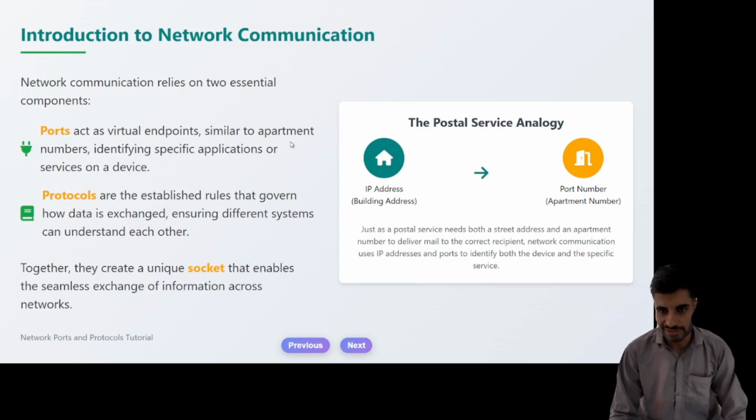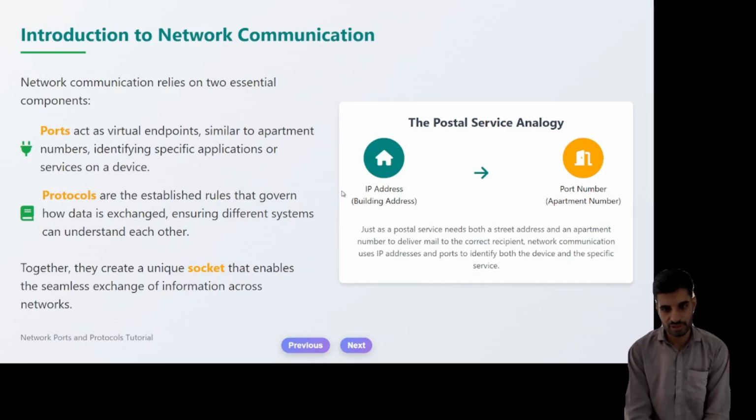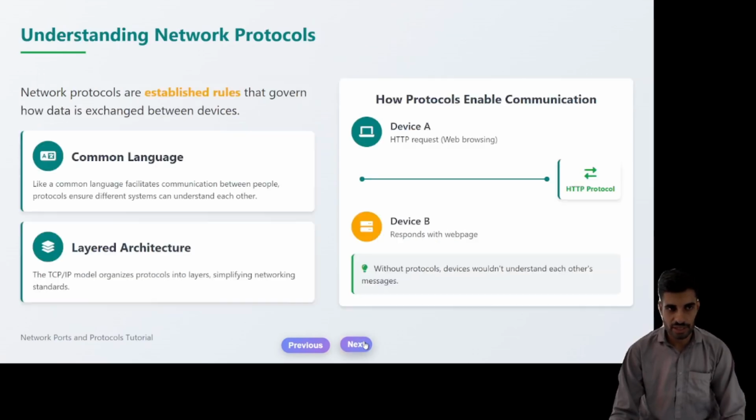There is an example, the postal service analogy. The IP address is like a building address and the port number is like an apartment number. As we explained here, the postal service needs both a street address and an apartment number to deliver mail to the correct recipient. Network communication uses IP addresses and ports to identify both the device and the specific services. IP addresses are like the address of a certain device in a network, so we can get to the device with different IP addresses. So we will move on to the next page.